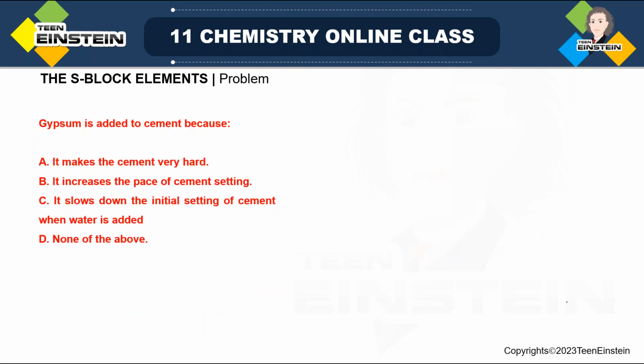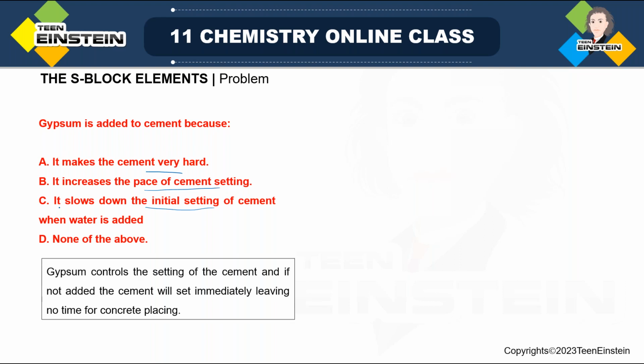Now we have the same question that we are just talking about. Gypsum is added to cement because it makes cement very hard, increases pace of cement setting, or slows down the initial setting of cement when water is added. So this is actually the correct answer, that is C. It controls the setting of cement. If you do not add it, cement will set immediately, leaving no time for concrete placing. So in reinforced concrete, you have to spread it over the rods. So it needs some time. So C is the correct option.